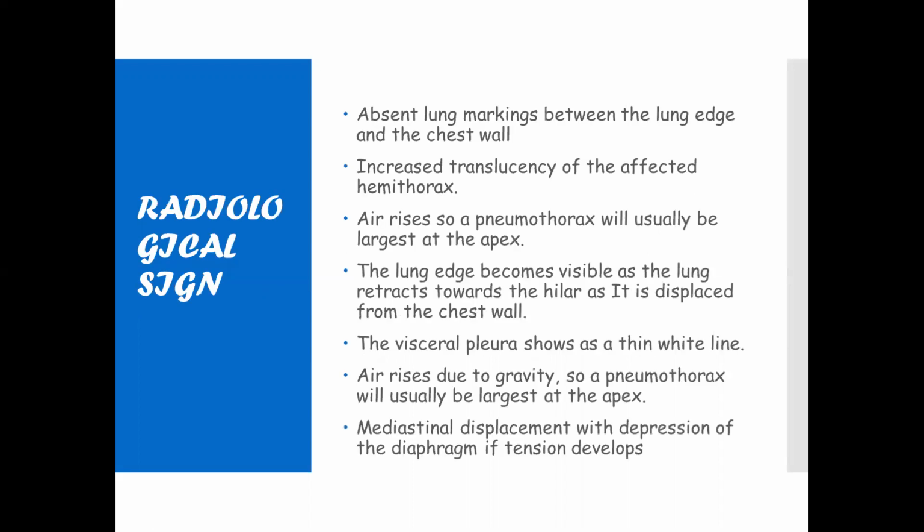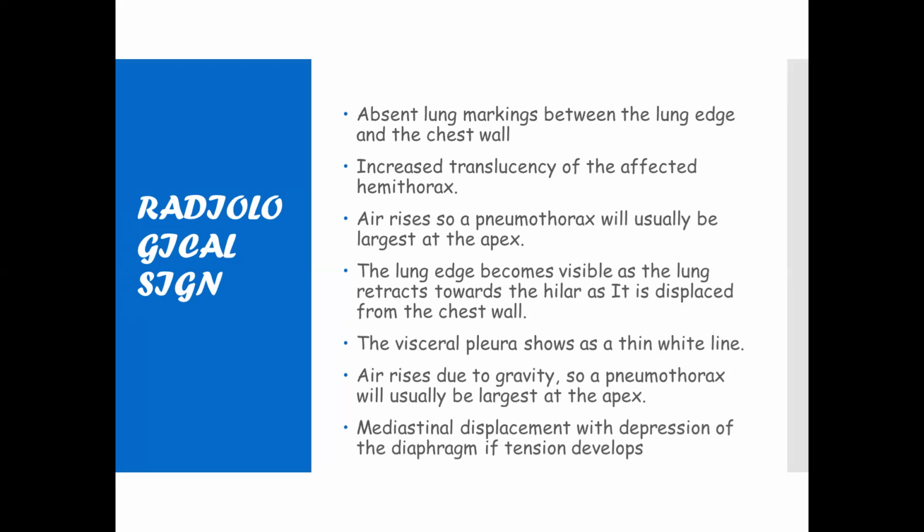So what are the radiological findings? There will be absent lung markings between the lung edge and the chest wall. There will be increased translucency of the affected hemithorax. Air rises, so a pneumothorax will usually be seen largest at the apex. The lung edge becomes visible as the lung retracts towards the hila as it is displaced from the chest wall. The visceral pleura shows as a thin white line.